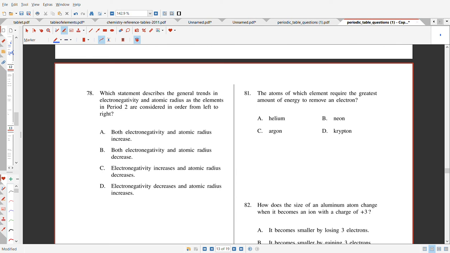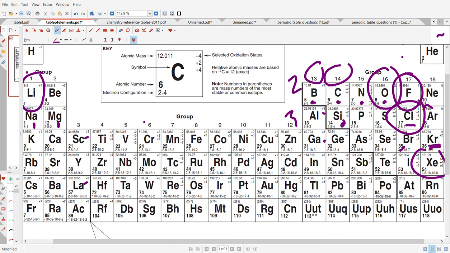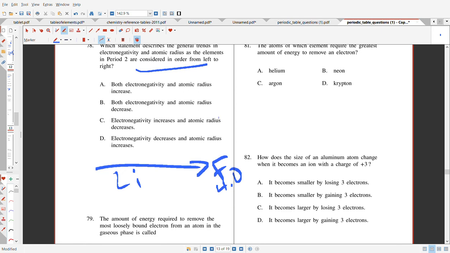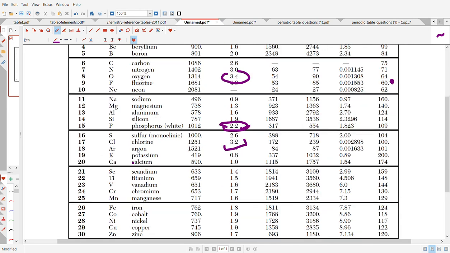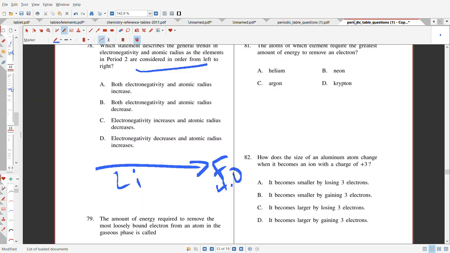And then, what is the trend in period 2 as you go this way? So let's just go to period 2. We'll pick Li and F. Okay, so I'm going to write down Li and F, and I know F's electronegativity. It's 4.0. So I'm going to look up Li's electronegativity. Li is a 1.0, right? So it went from 1.0 to 4.0, so electronegativity went up.